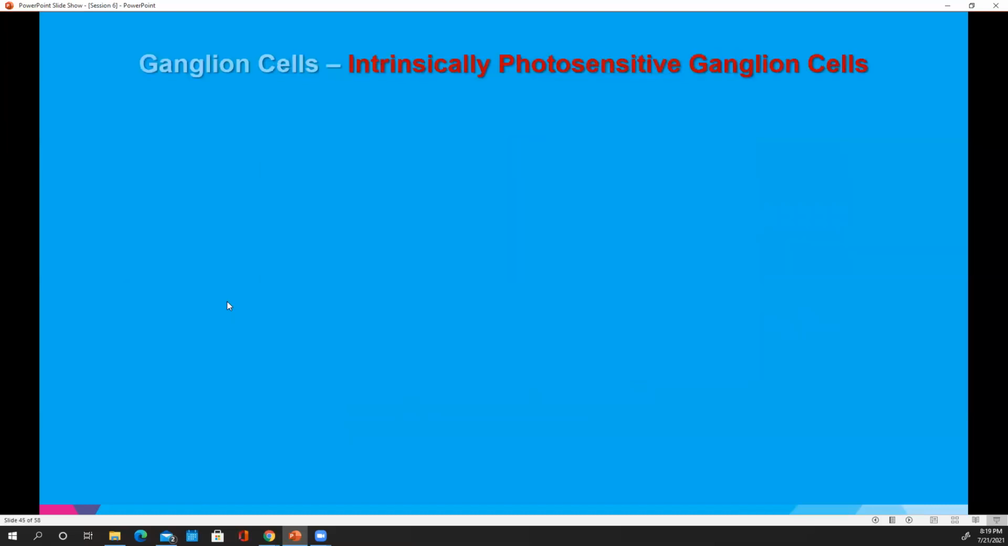Now here's your ipRGCs, or your intrinsically photosensitive ganglion cells. Here's the weird one. This is the odd one, but the nice part about ganglion cells is that they start allowing you to understand functionality a little bit better. So these guys are super weird. They are 1% of all ganglion cells, very, very small. But they have their own pigment.